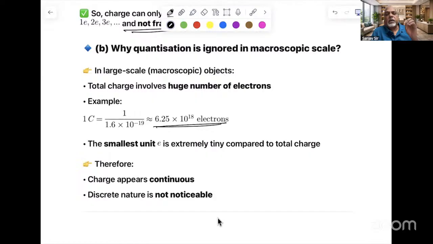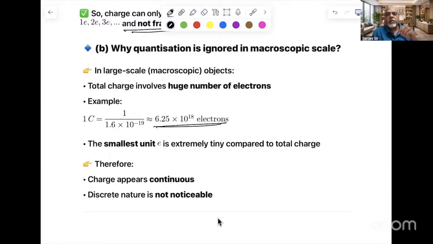Like you must have seen water. In the water, molecules are there. And 1 mole of water contains 6.022 times 10 raised to 23 molecules. Can you see the molecules? No. You see continuous water. Same case is here also.